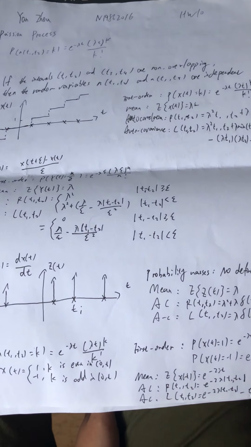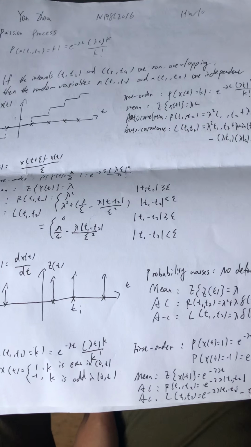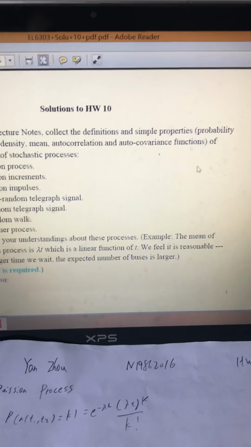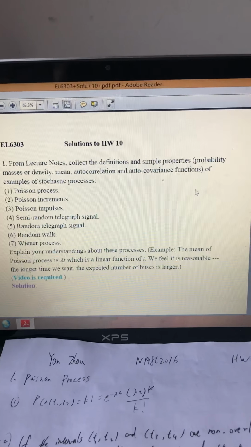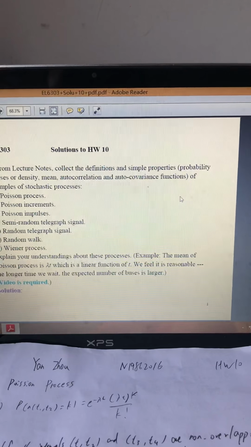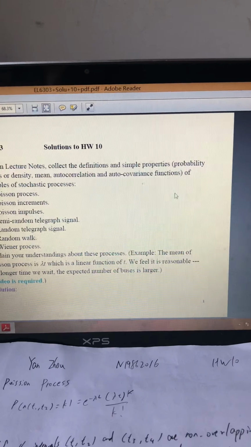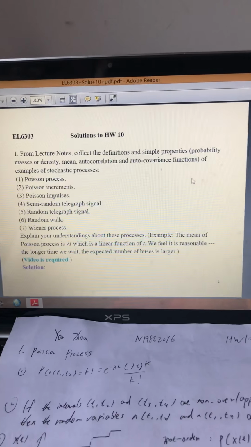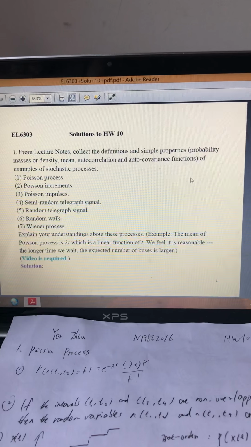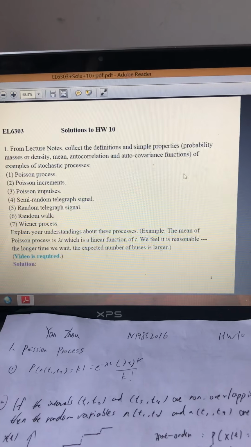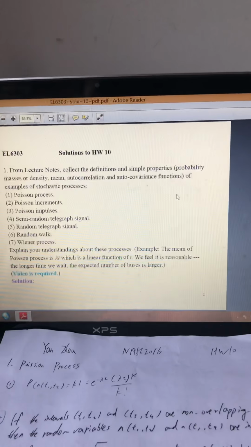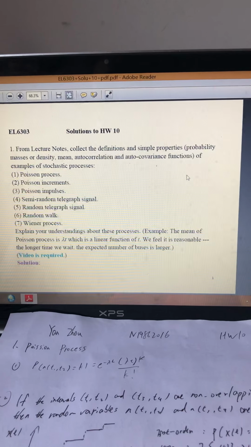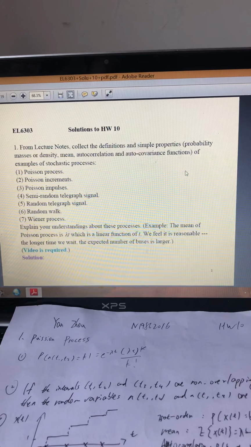Today I'm talking about question 1 for homework 10. First, looking at the question. The question is from the lecture notes: collect the definitions and simple properties, probability masses or density, mean, autocorrelation, and autocovariance functions of example stochastic processes. There are 7 processes: Poisson process, Poisson increments, Poisson impulse, semi-random telegraph signal, random telegraph signal, random walk, Wiener process. Expand your understanding of these processes.